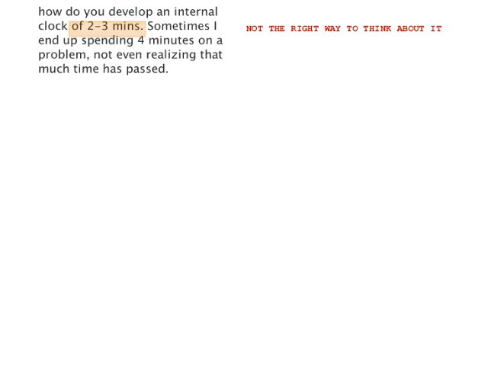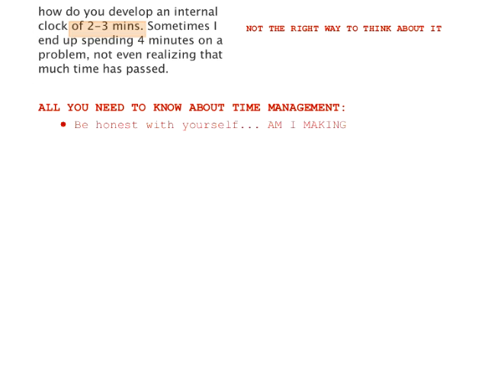Basically, time management is really just a couple of things. This is all you need to know about time management right here. You need to be honest with yourself about whether you're actually making progress. Be super honest with yourself. Am I making real progress toward a real goal? That's either a yes or a no.